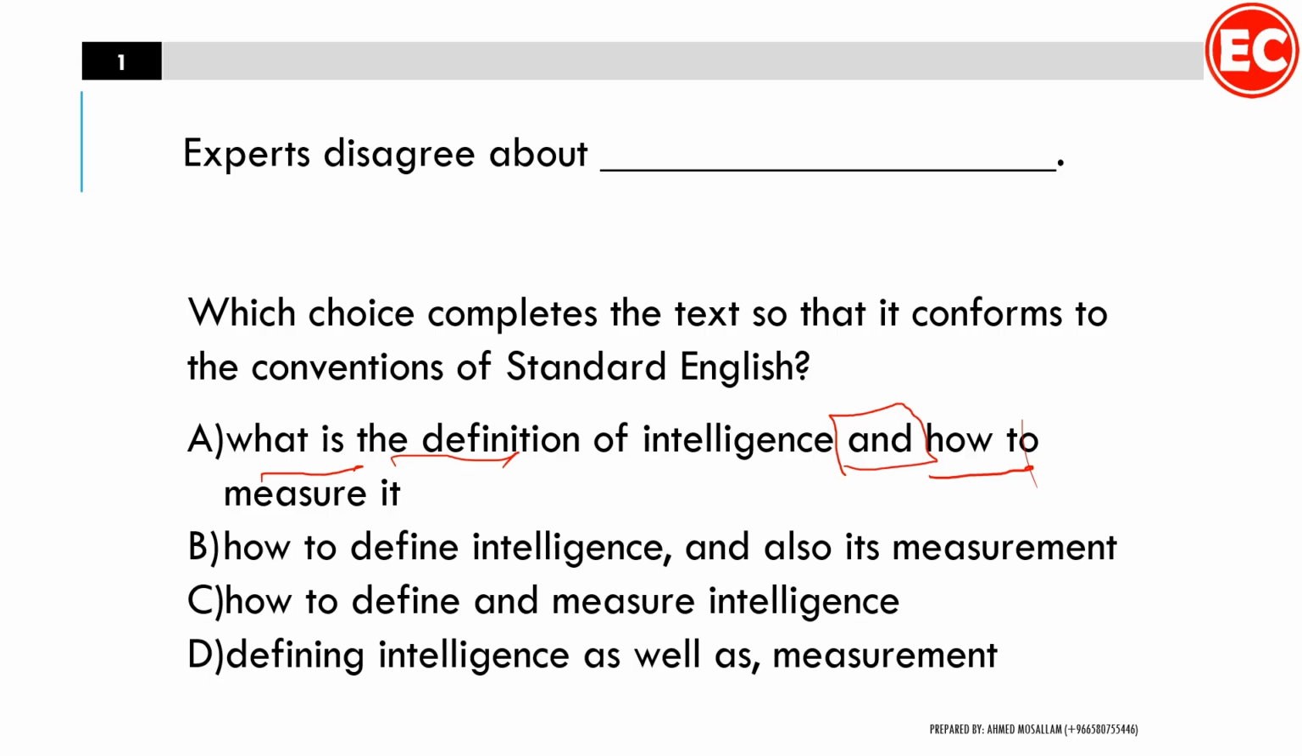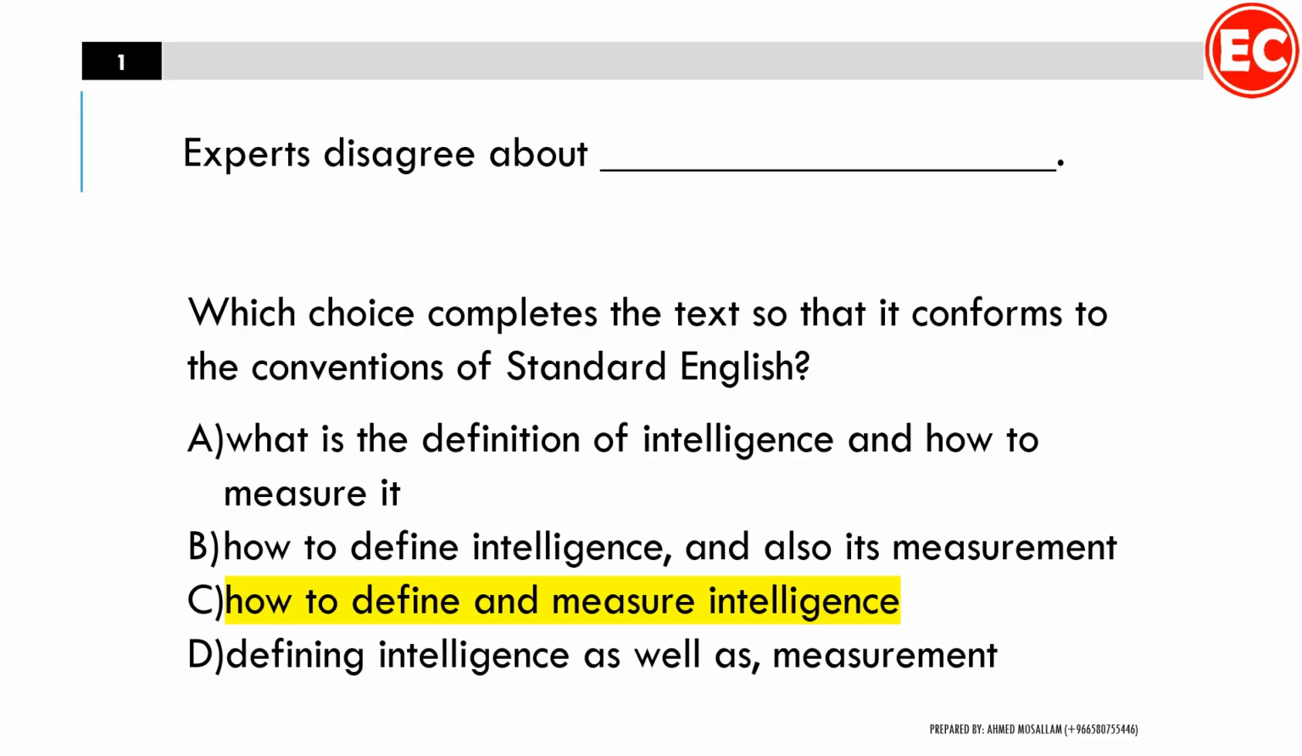Here you have to find the scale, how to define intelligence, and also here we have "and," but we have a comma before "and." Remember this, and also its measurement. Here we have "its measurement" and "to define," not the same. Here also "how to," we have "and" here as the scale. Before it we have define, a clean verb. After it we have measure, a clean verb. So most likely C is the correct answer. But we have to also look at the last one, defining intelligence as well as measurement. So here we have a gerund and here we have a noun, which doesn't make sense. So the answer will be C.